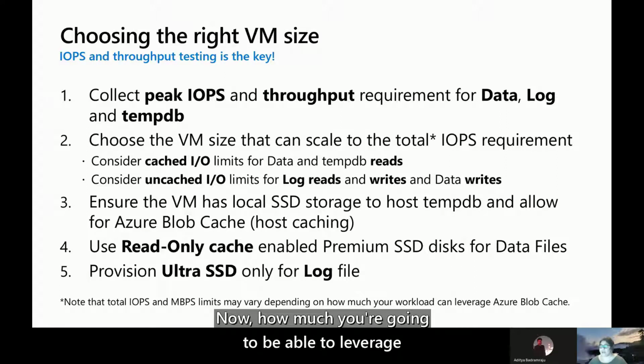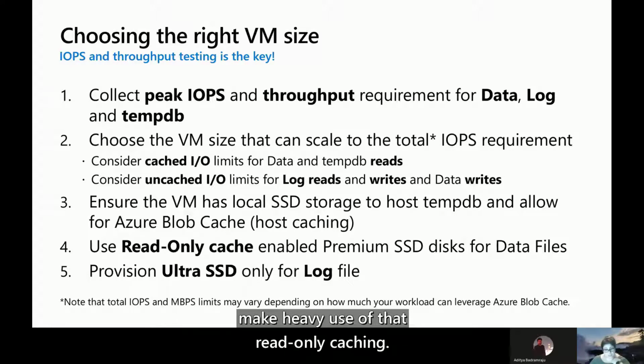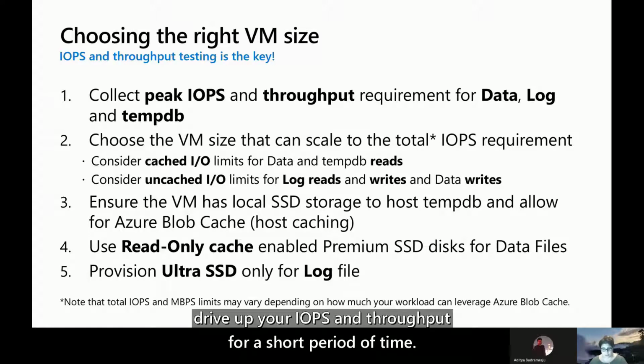Okay. Now, how much you're going to be able to leverage that Azure Blob Cache is going to vary by workload. We see most SQL Server workloads can make heavy use of that read-only caching, but you really want to do some testing to make sure that the sizes you choose work for your workloads. And when you're doing that testing, make sure you also run through things like index maintenance and backups, because those tend to drive up your IOPS and throughput for a short period of time.